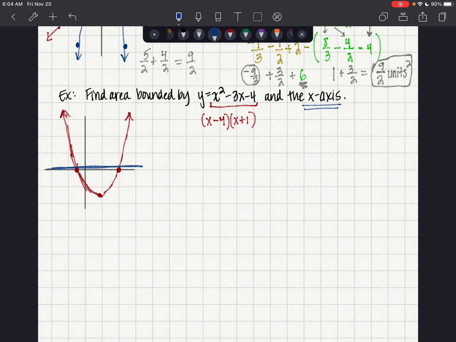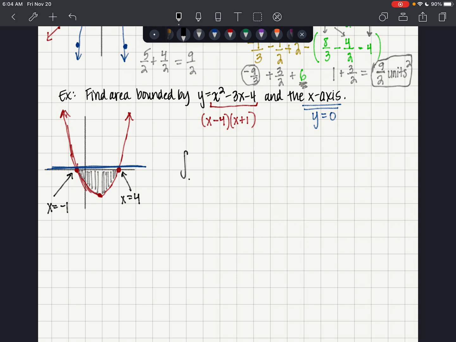bounded by the x-axis and the curve y equals x squared minus 3x minus 4. So the x-axis is in equation y equals 0. So we are going to create our integral with our limits of integration where the two graphs intersect. So that's at x equals negative 1 and x equals positive 4.